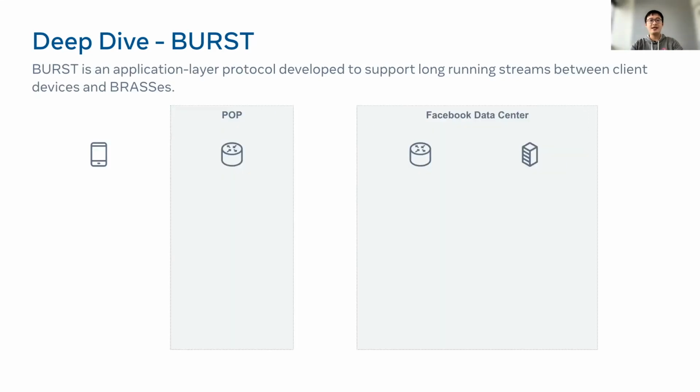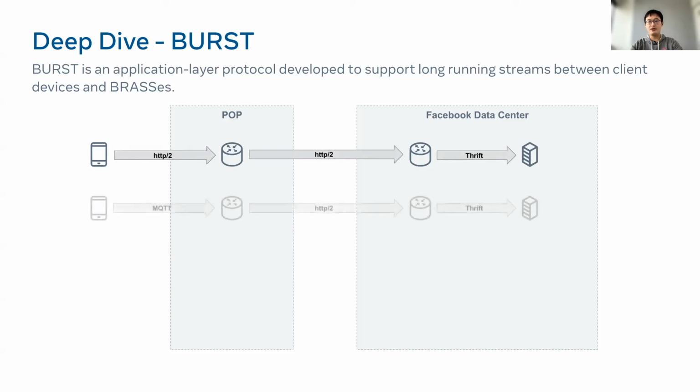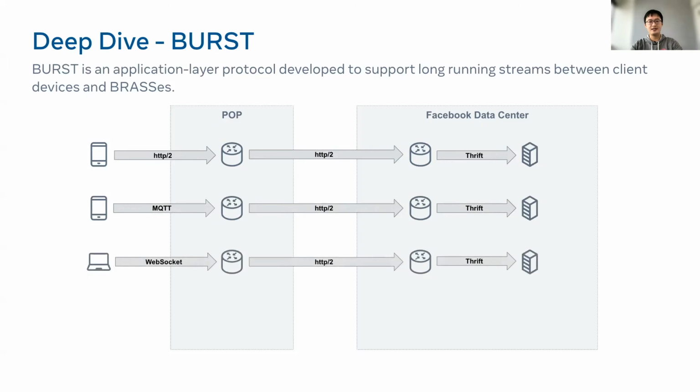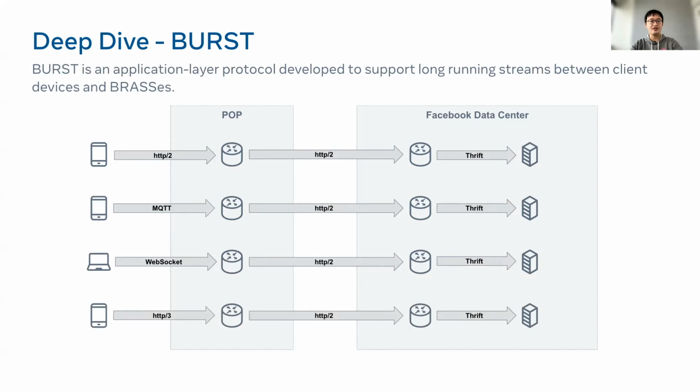Burst is an application layer protocol developed to support long-running streams between client devices and RASes. Each stream is routed independently across multiple hops. Burst provides a uniform networking API to Bladerunner applications to allow different network protocols between edge and client stacks. Burst also makes it easy to adopt new network protocols like HTTP3 without changing application code.